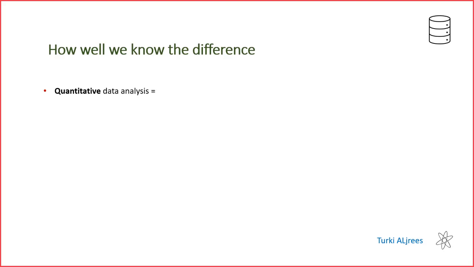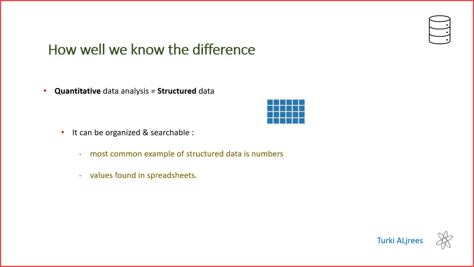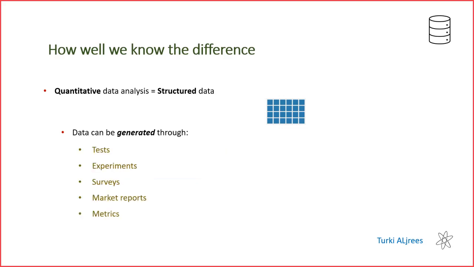While quantitative data analysis is the structured data, the easiest organized data. Its most common example is data saved as numeric values, which can be found in a spreadsheet. These data are generated either by humans or by machines, through tests, experiments, surveys, market reports, or metrics.